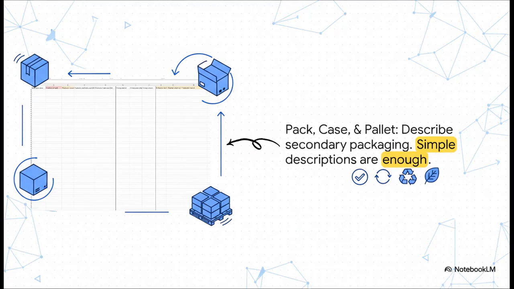Next up are the pack, case, and pallet tabs. This is for your secondary and tertiary packaging. Best practice here, keep it simple. Because these things usually weigh so little compared to the actual product, their environmental impact is often pretty minimal. A basic description of the main materials is usually more than enough to get the job done.